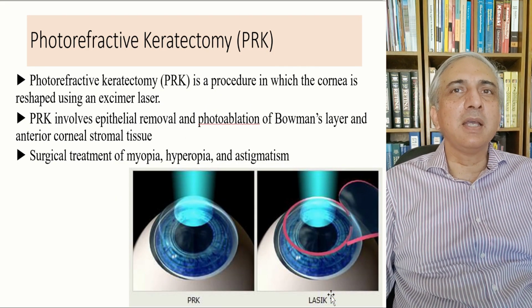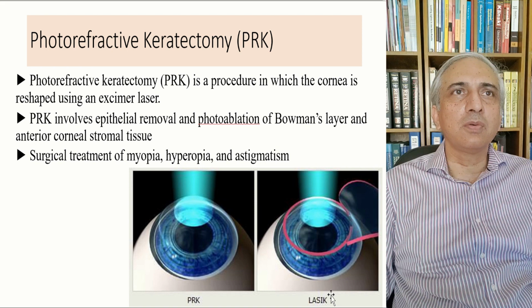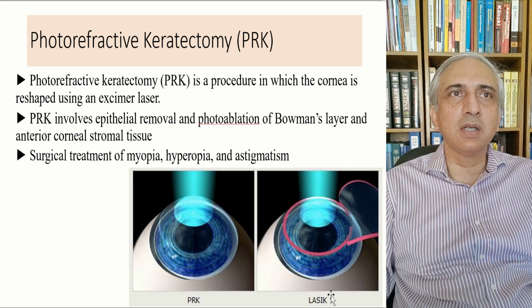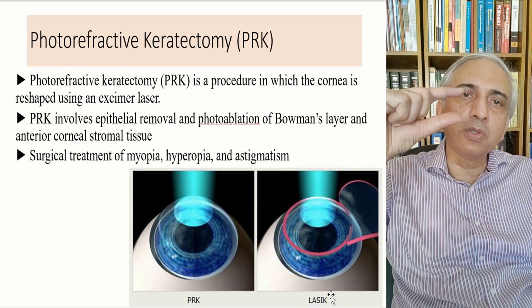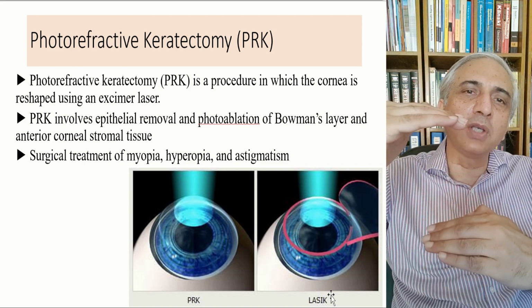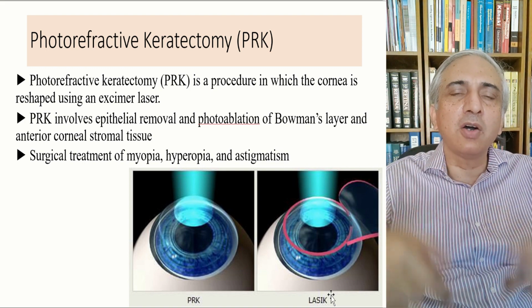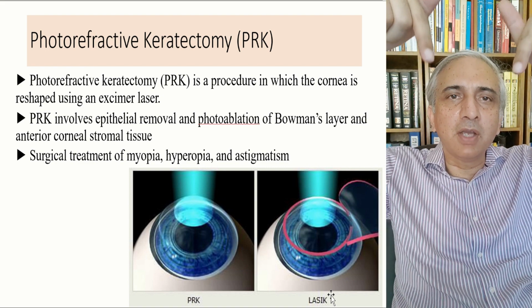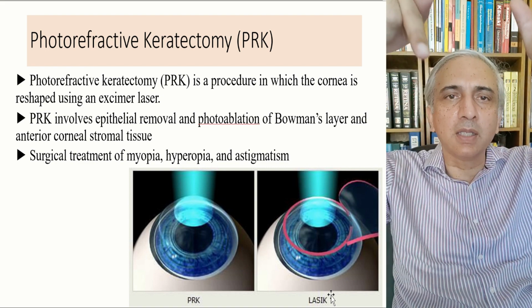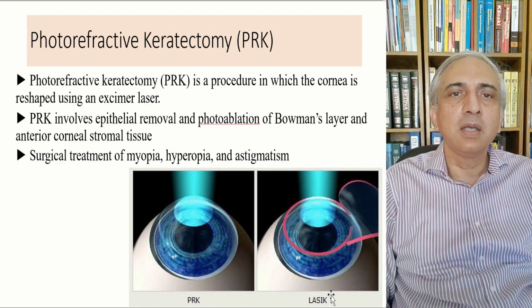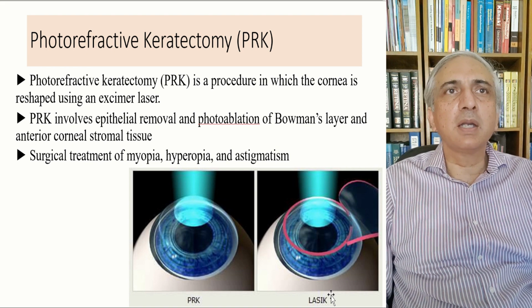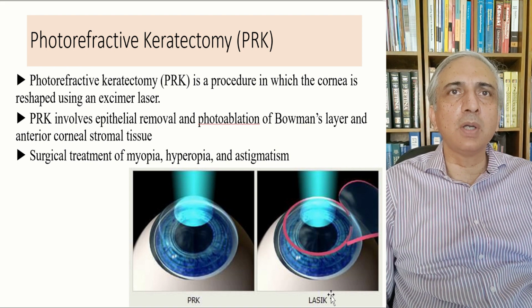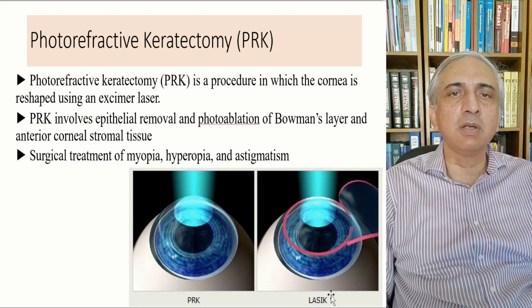Then PRK is the procedure of photorefractive keratectomy, in which the cornea is reshaped using an excimer laser. Usually what you're doing is producing a thinning of the cornea, thereby reducing the converging capacity of the cornea. Thereby the rays of light which used to focus over here go down and focus further down, and they tend to get a relief of myopia. PRK involves epithelial removal and photoablation of Bowman's membrane and anterior corneal stroma.